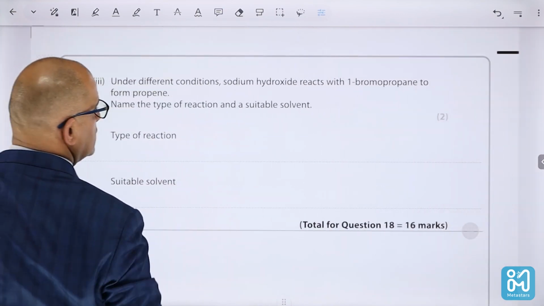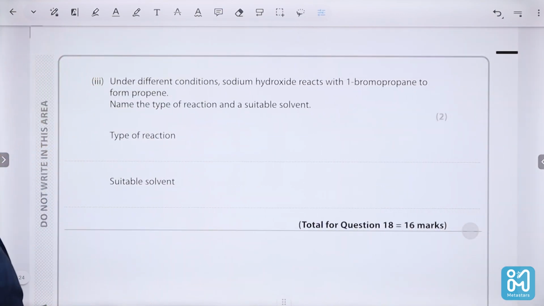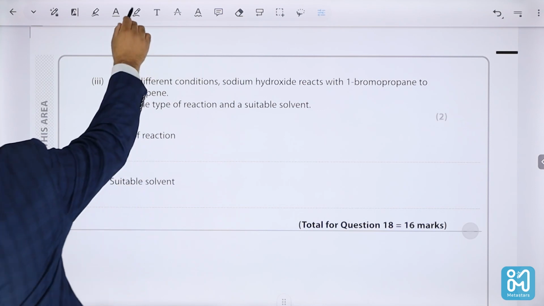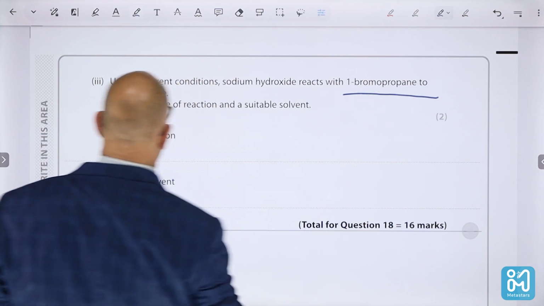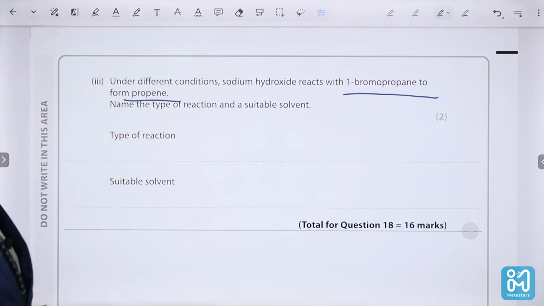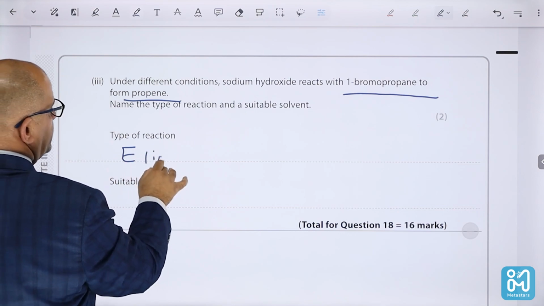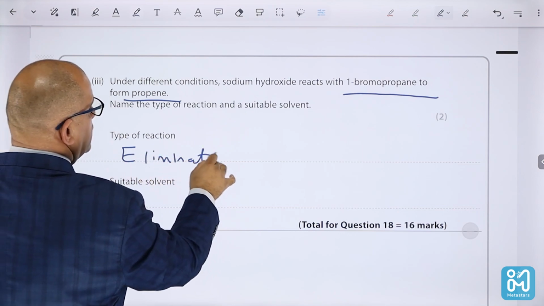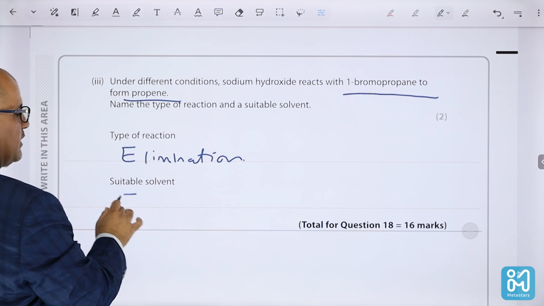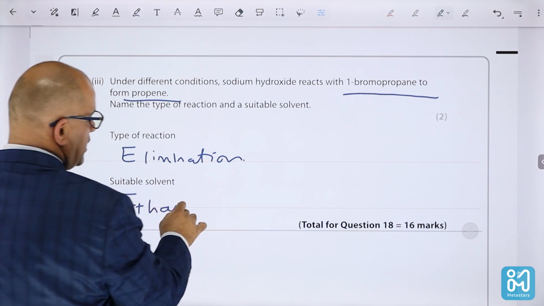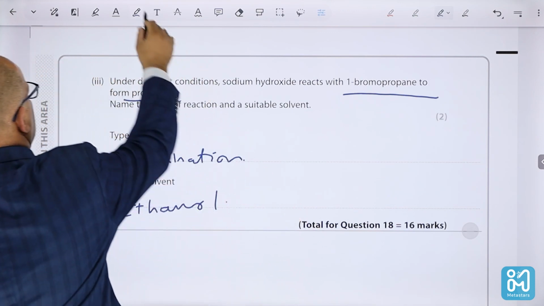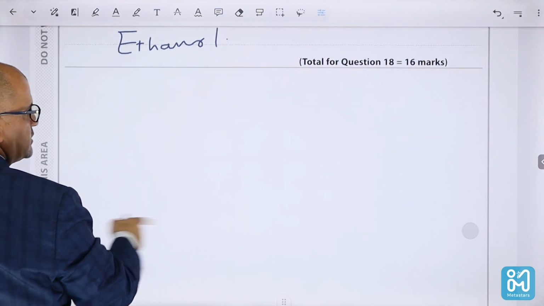Okay, what is next? Under different conditions, sodium hydroxide reacts with 1-bromopropane to form propene. So we are converting from a halogenoalkane to an alkene. This is what is known as an elimination reaction. A suitable solvent is ethanol or any alcohol. That's everything for this question.